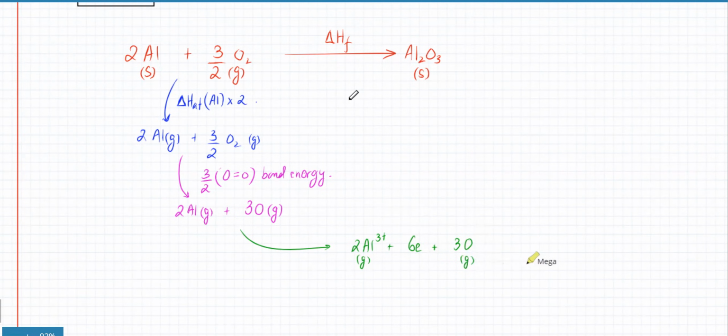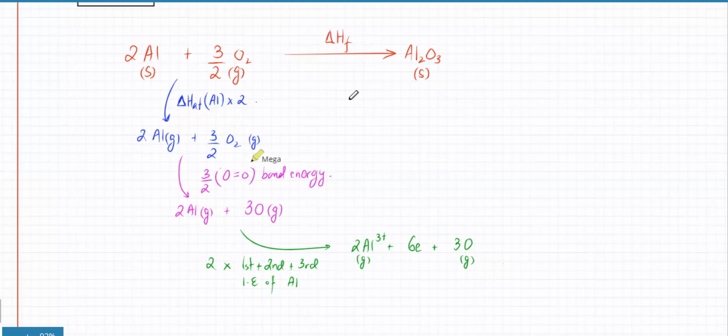So what step is this? The first, second, and third ionization energy of electron. Okay, so it's the first plus second plus third. But it's also being multiplied by 2. Okay?